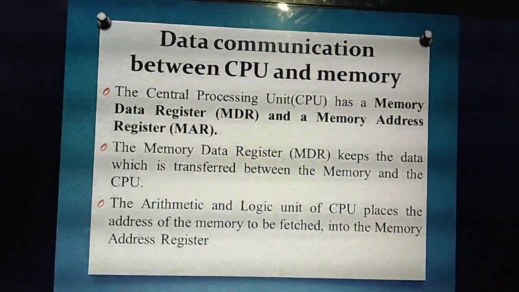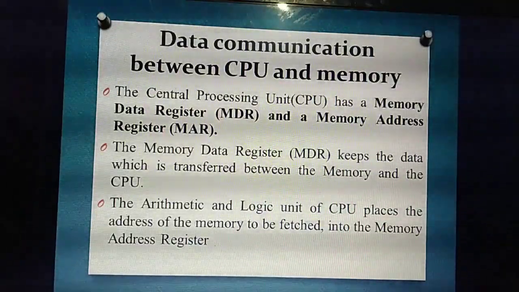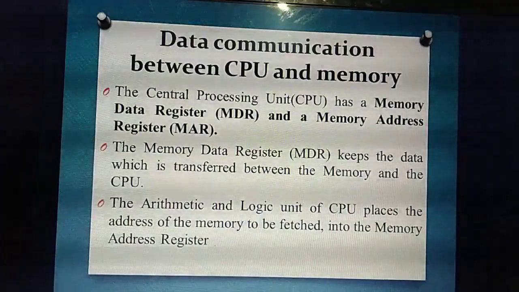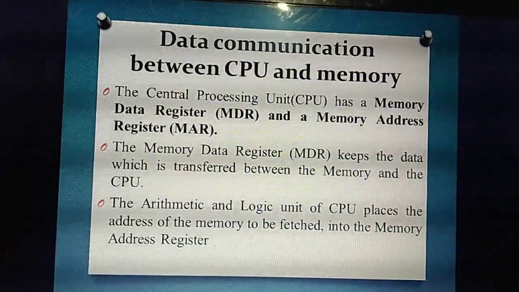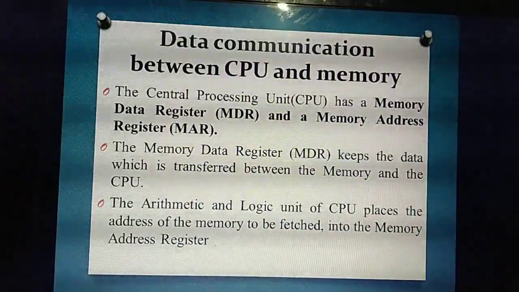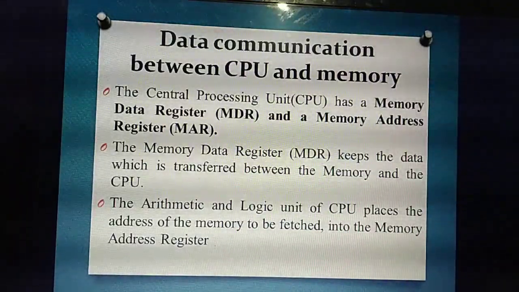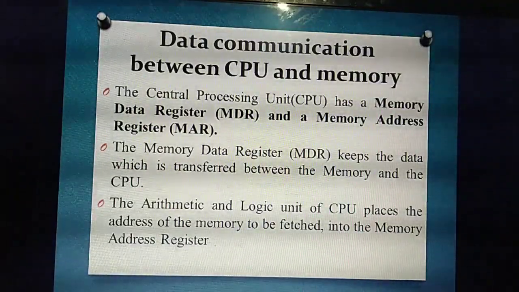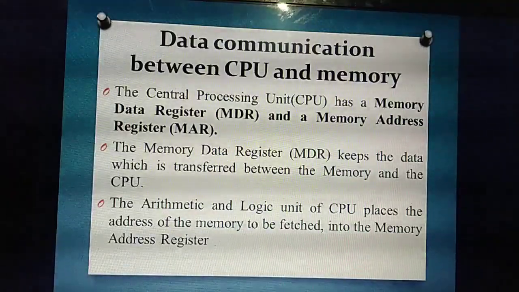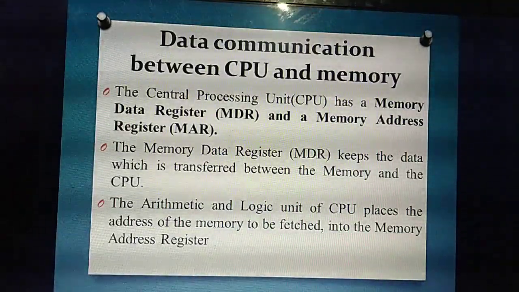How many types of memory have you studied? Two types. What are they? Primary memory and secondary memory. So between this memory and the CPU, what information are you transferring? That information is stored in which register? Memory data register. Understand?